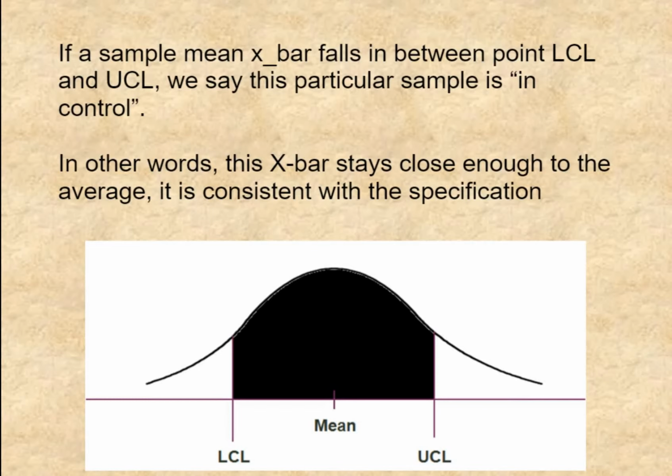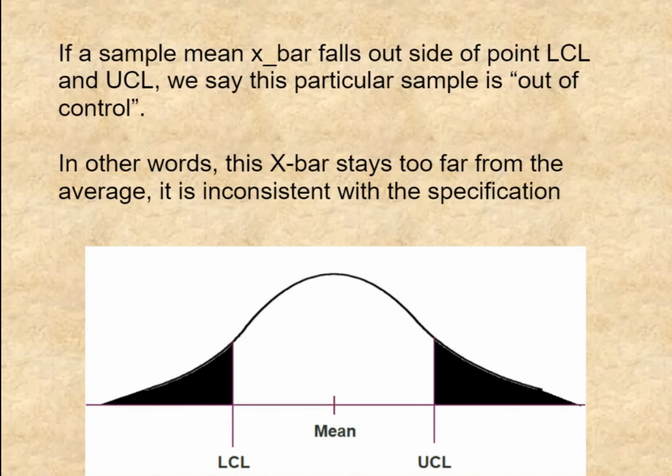In other words, we're saying that the sample means stay close enough to specification. If a sample mean x bar falls outside of these 2 points, LCL and UCL, we say it is out of control. In other words, the x bar stays too far away from the average. It's inconsistent with the specification.